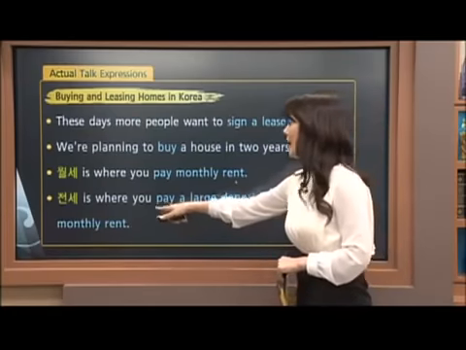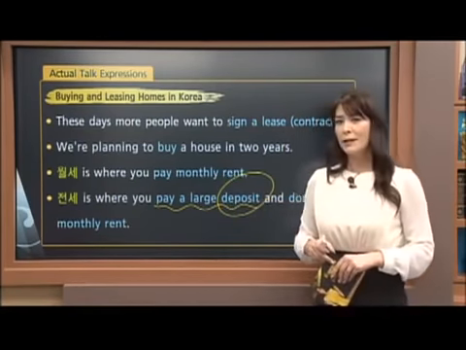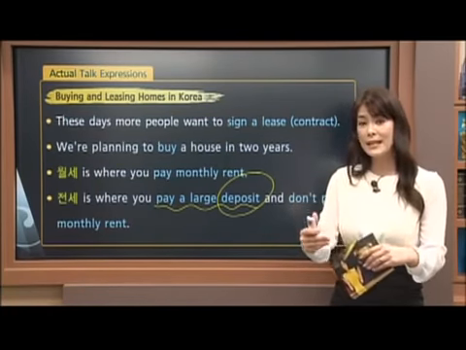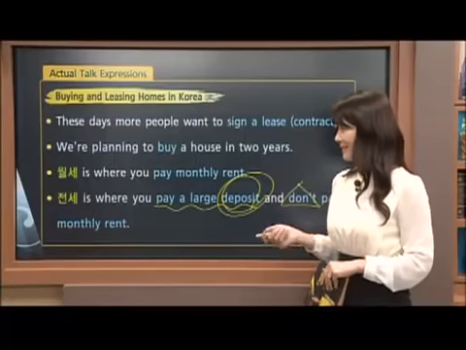전세 is where you pay a large deposit. Okay, deposit is like a large amount of money that you pay up front in the beginning, right? And don't pay monthly rent. So that's the difference. 전세, you pay a large deposit and don't pay monthly rent.